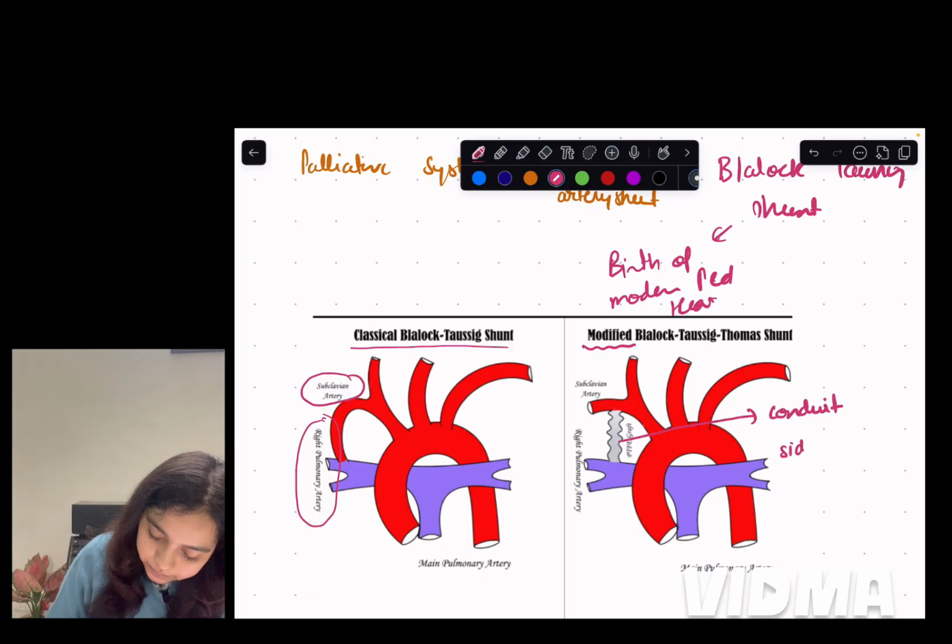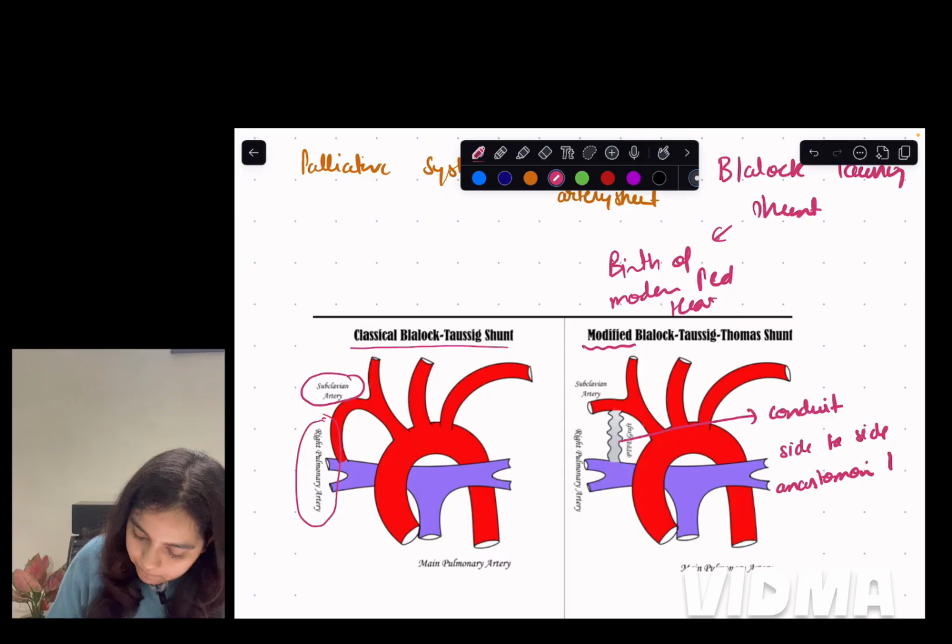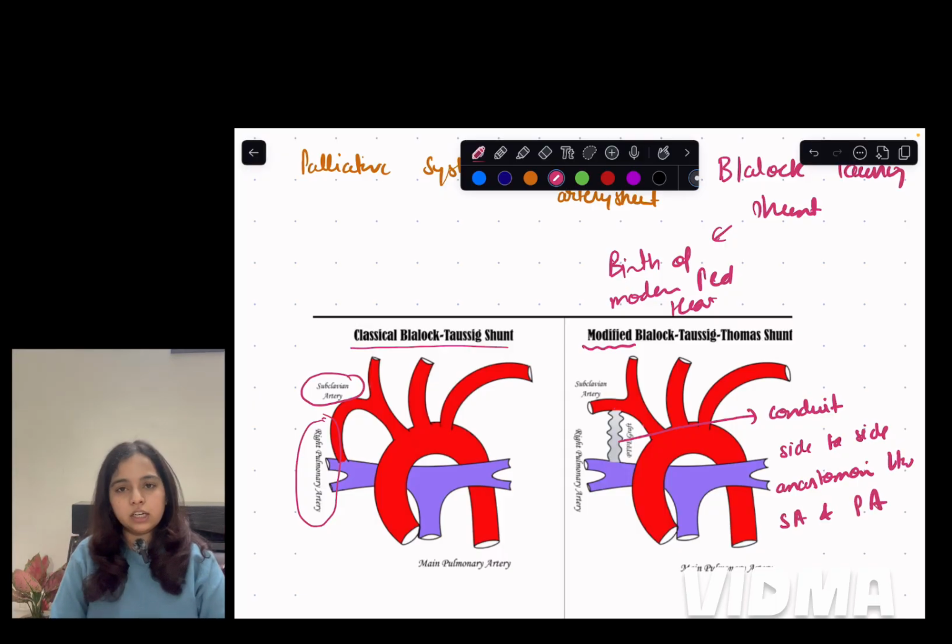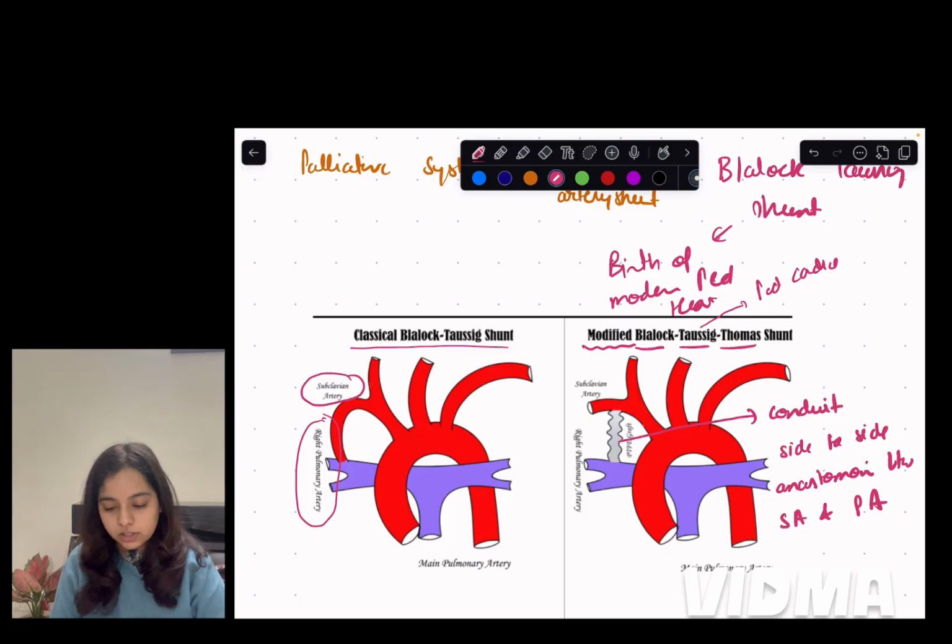We do side to side anastomosis between the subclavian artery and pulmonary artery. Now you can see there is a third name written in this image. This is Blalock, this is Taussig, and this is Thomas. Taussig was a French pediatric cardiologist. He gave the concept for the surgery that if you improve the pulmonary circulation, that can help the children. Blalock was the surgeon who performed this surgery, and Thomas was the person who perfected this surgery.